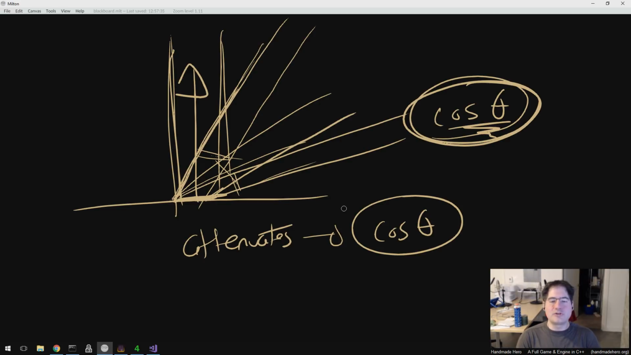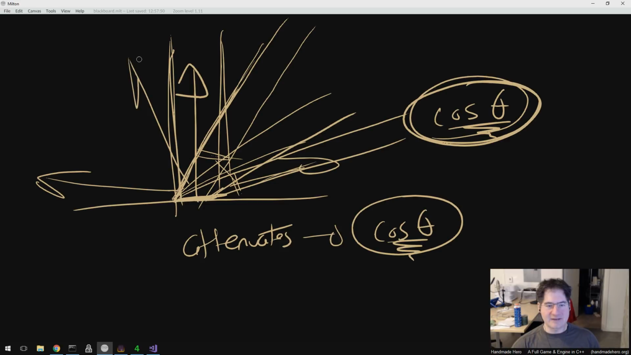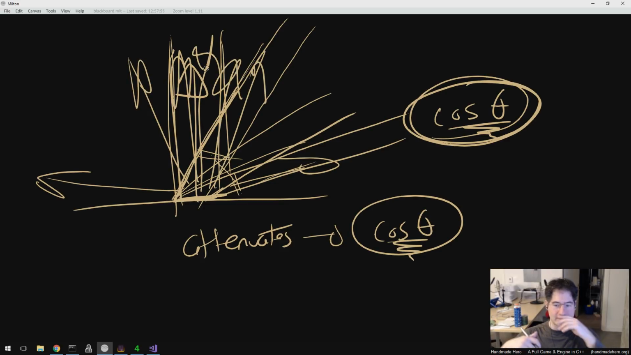Well, another thing we could do there is say, all right, if we're going to attenuate the light by cosine theta, what if we just sample the light in a way that skews towards upwards? So take very few samples out to the side where the attenuation is high, and take a lot more samples up here where we know the light comes in strongly. That's an example of importance sampling.